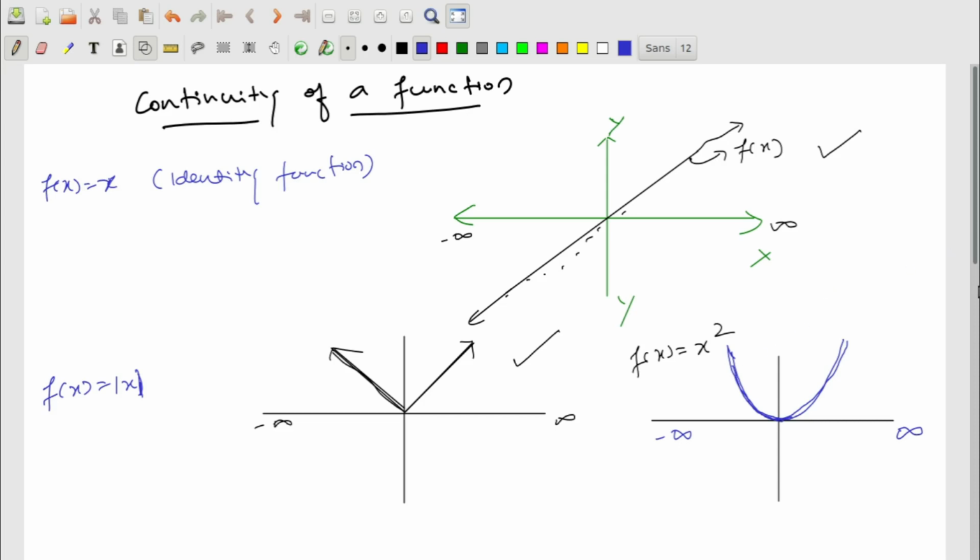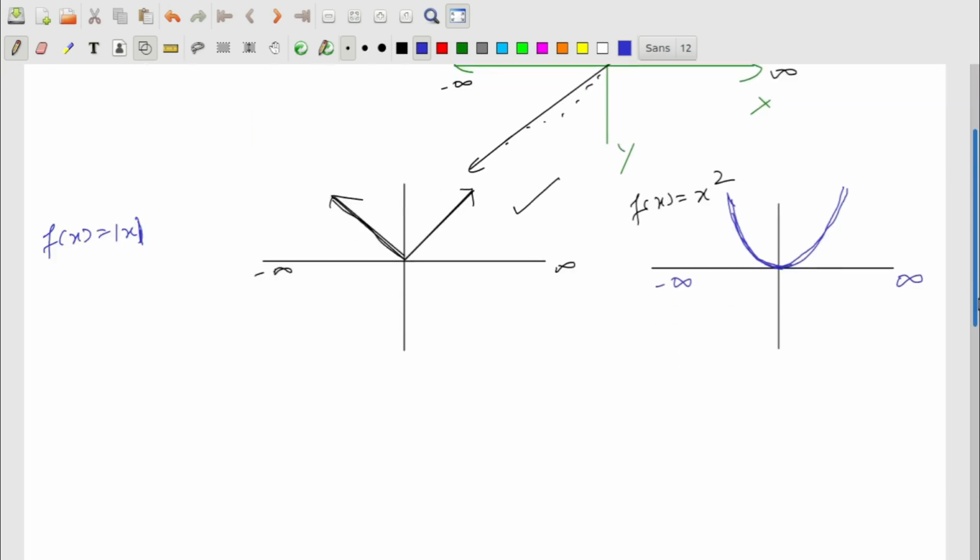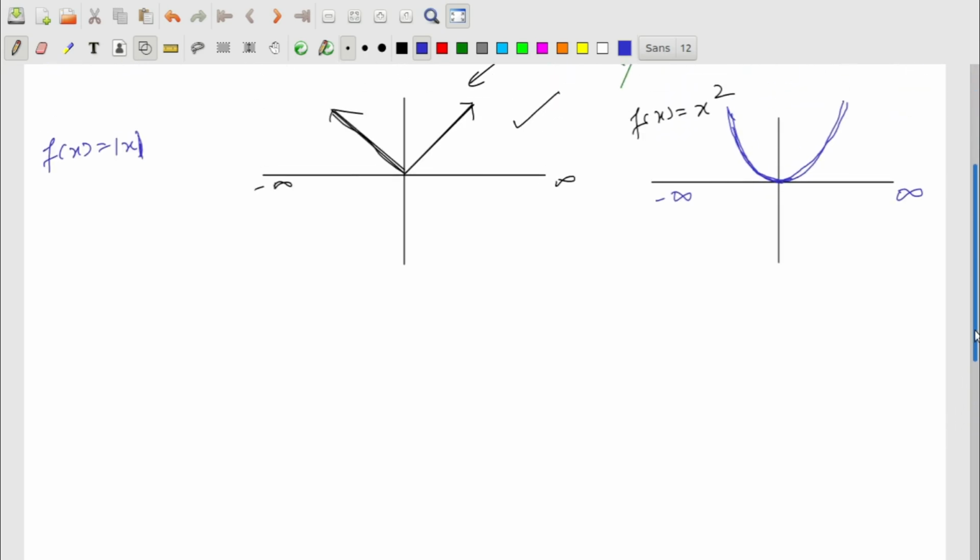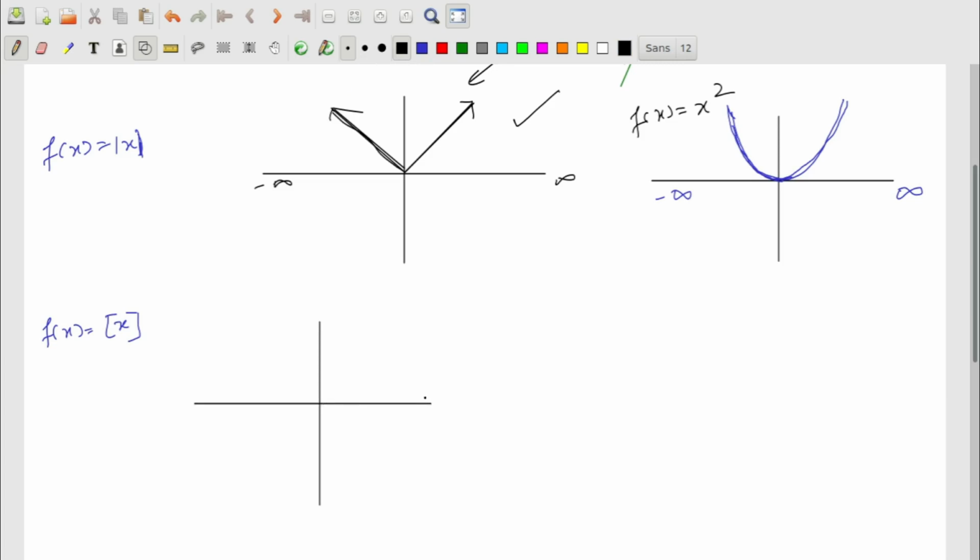Then when do we call a function discontinuous, or what kind of functions are discontinuous functions? Let me explain it with the greatest integer function, right? We all know what the greatest integer function is. If I take f of x is equal to the greatest integer function of x, right? So now here, what is the graphical representation? Let me take 1, 2 and 3 here, minus 1, minus 2 and then minus 3.